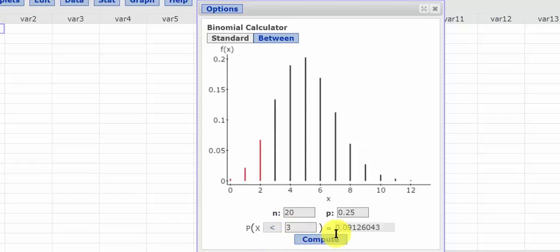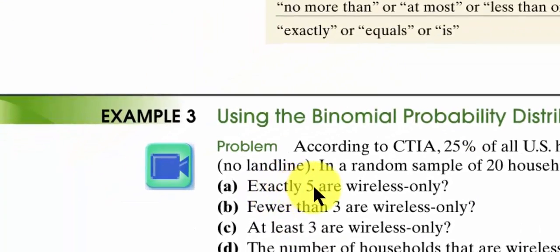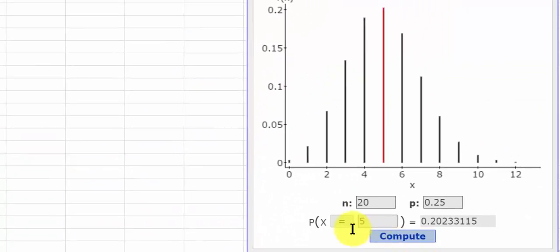I press compute. Oh, I'm sorry. Actually, it was less than 5. Excuse me. I jumped the gun. I press compute. I made another boo-boo. Not less than 5, equals 5, right? If you look at our textbook, it says exactly 5. I have to lay off the coffee, I think. Now I press compute, and you see our result is 0.2023.